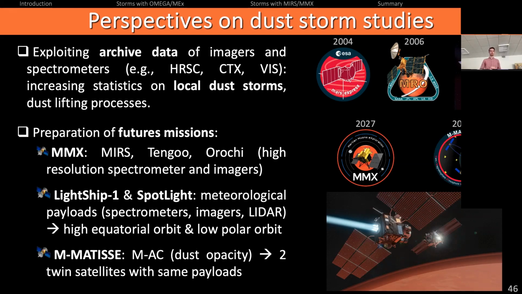So again, LATMOS is involved in this mission proposal for the medium class ESA missions, with one particular instrument, which is MAC, an Aurora camera with a photodiode that will allow us to compute the dust opacity of the atmosphere and then to detect dust storms. So this is quite a nice mission with two twin satellites with the same payload that can give some interesting inputs, as it gives two angles of view around the planet.